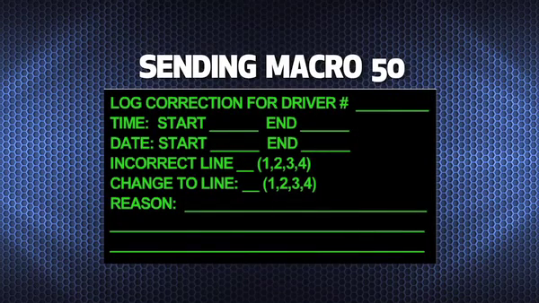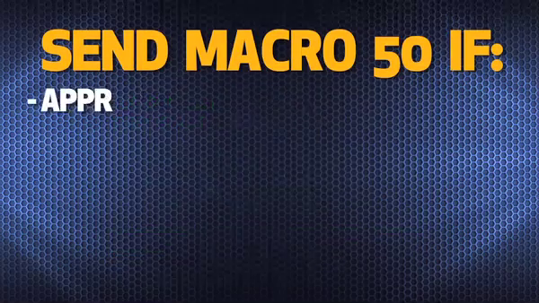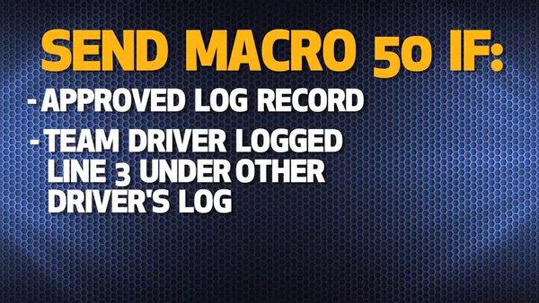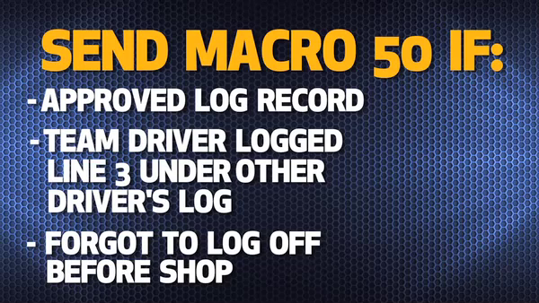In these cases, send a macro 50 to have the log department make the edit for you. One example is once you've approved your log records. You'll also have to send a macro 50 for any driving record that you want to edit. For example, if you're a team and you forget to change the active driver and log a driving record under the incorrect driver, send a macro 50 to have the log department put the drive time under the correct driver's log. Another example of when you'll need to send a macro 50 is if you forget to log off the MCP 200 when you take your truck to the shop and the shop performs a test drive of the vehicle.